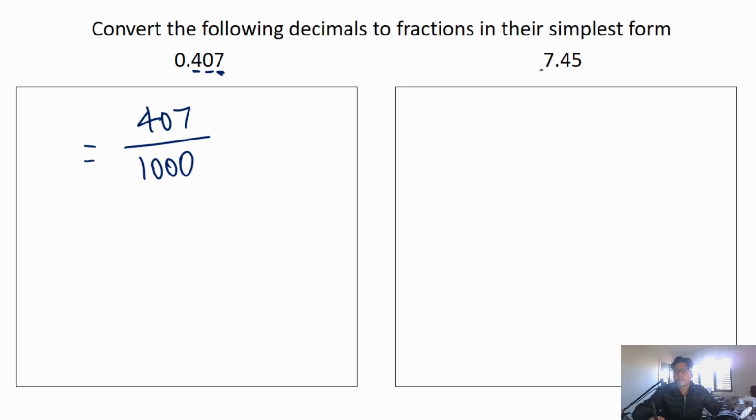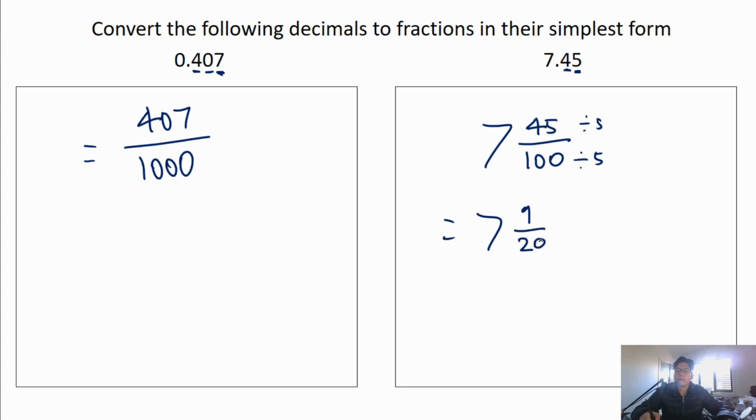This last one here to the right, 7.45, tenths and hundredths, so that's 7 and 45 hundredths. We have 7 and 45 over 100. This one can be simplified by a factor of 5 once again. Both the top and the bottom are divisible by 5. So that gives us 7 and 9 over 20. And that can't be simplified any further, so that will be your final answer. Give yourself a tick if you got these two correct.